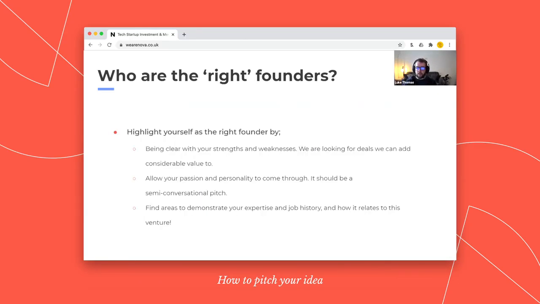Yeah, so highlight yourself. What are your strengths and weaknesses? We want to add considerable value to deals. If you've already got all the strengths and no weaknesses, then what value are we going to add? So feel free to be honest in that sense.